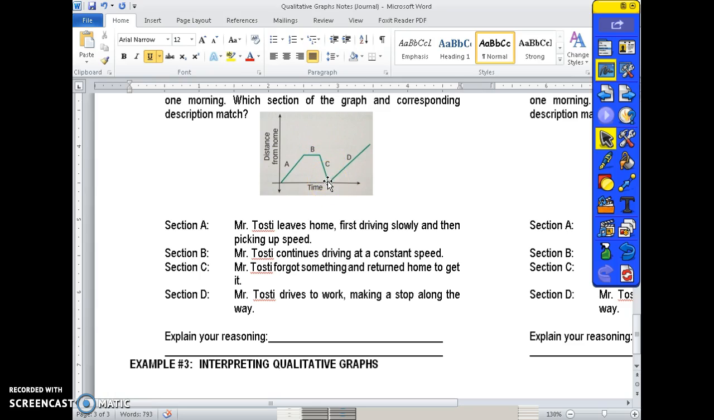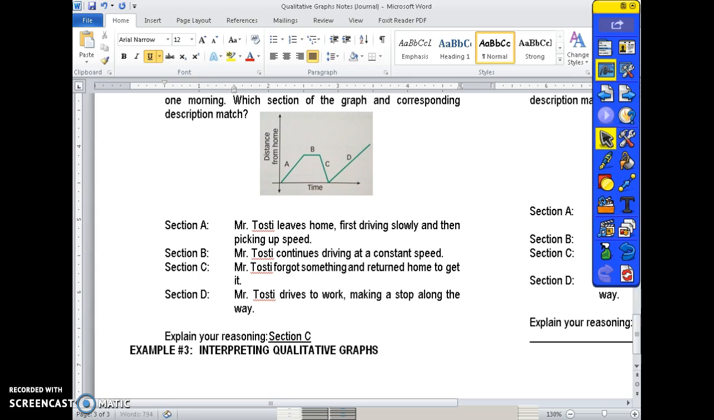If y is 0, there's no distance from his home, so this does show that he went back home. But let's look at D. Mr. Tosti drives to work, making a stop along the way. From this point, the whole D section, there is no stop. He is continuing at a constant speed, so he did not make a stop along the way. If we look back at section A, he's driving first slowly, then picking up speed. He's got a constant slope for the whole section A, so it can't be A either, so this would be section C.